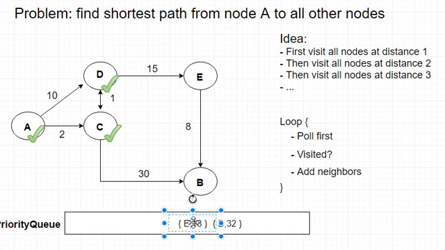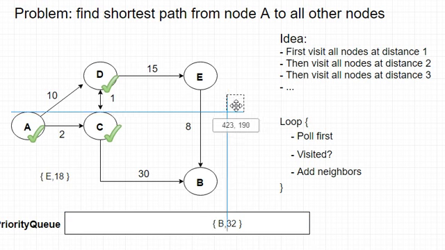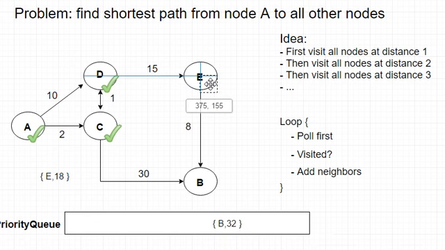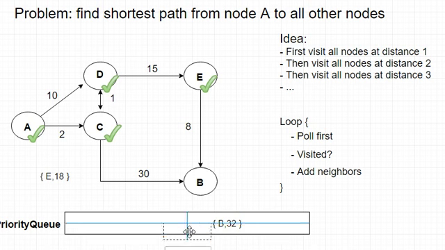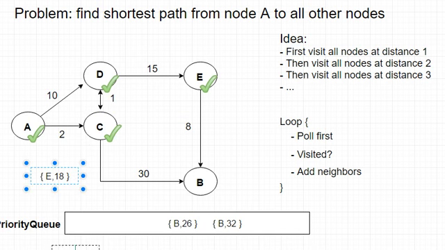Have we visited E? No, we haven't. So now we are learning that the shortest path to E is 18 distance, and we are marking E as visited, and we are adding its neighbor into the queue. So that's 26. And notice again that the priority queue keeps them in order. So we're done with E. We will pull the first item from the queue.